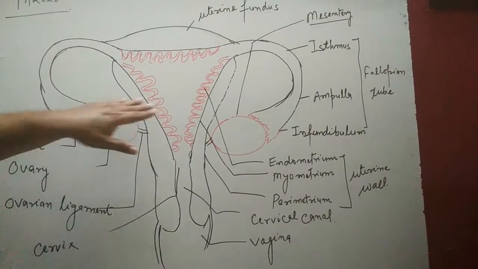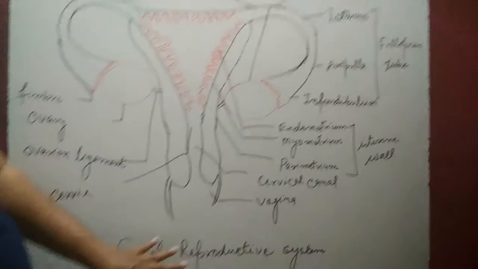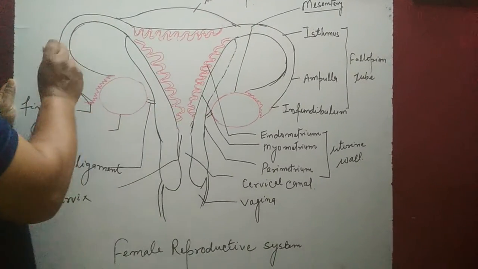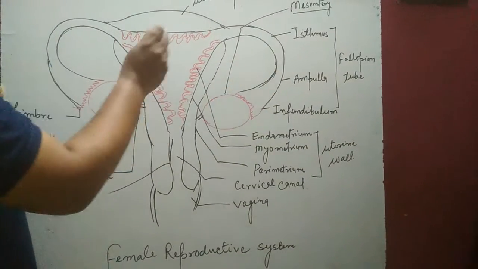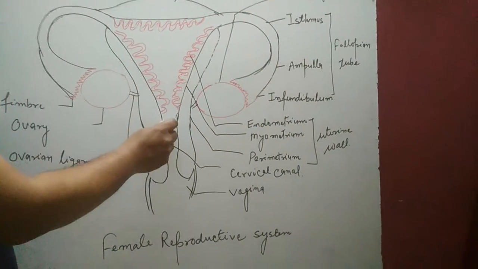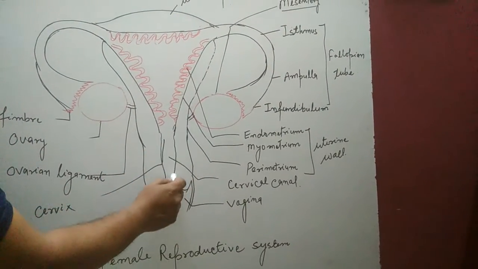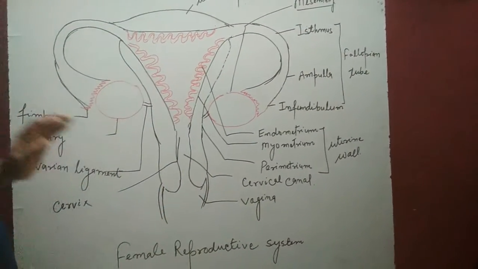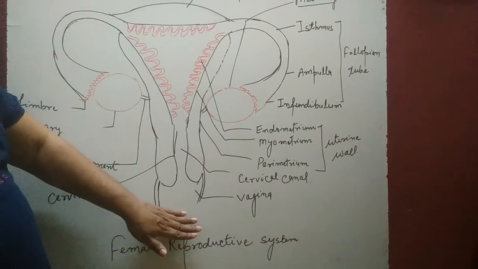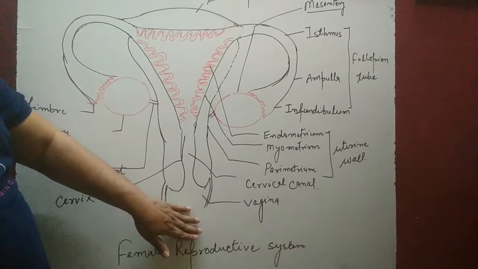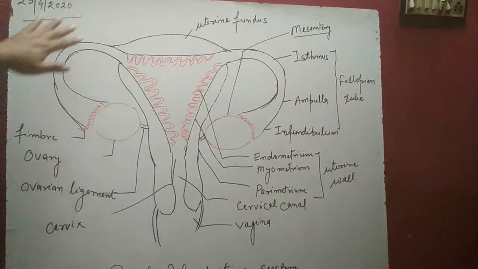So that is all about the female reproductive system: one pair of ovaries, one pair of fallopian tubes, a single uterus, a single cervix, a single cervical canal, and the vaginal opening. The vaginal opening is situated at the external reproductive organ, or it is an internal reproductive organ.